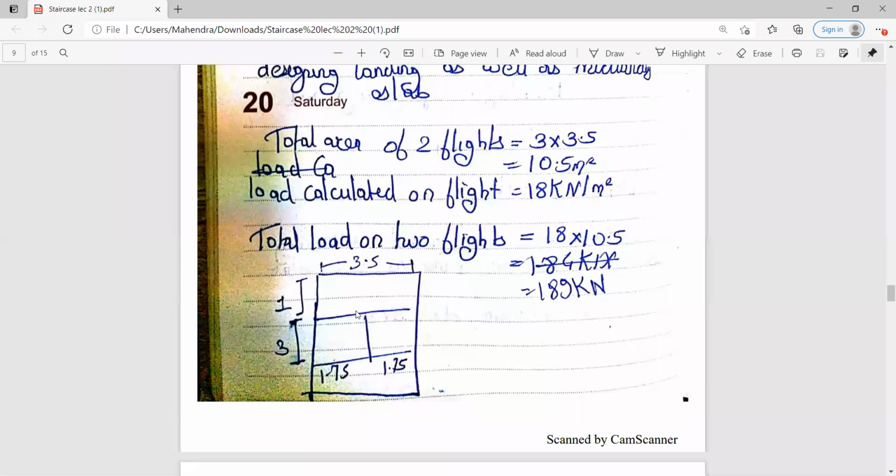As you can see over here, this is the diagram for this room. So this is your flight and this is your landing and mid landing. This distance is 3 for the flight, and for landing and mid landing it is 1, and this distance, that is the size of the room, is 3.5. If you are going to consider two flights, 3.5 divided by 2 is 1.75. So complete up till here. Do all the loading calculations for the flight.